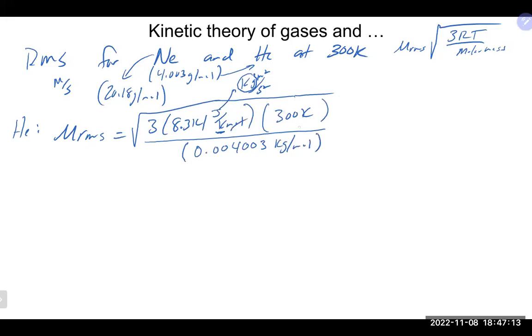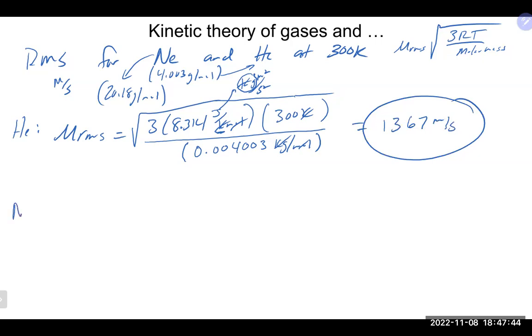Here, the moles will cancel, the Kelvin will cancel, the kilograms will cancel. That really does leave us meters squared over second squared, which becomes meters per second when we take the square root. And we will end up with here, looks like we'll call it 1,367 meters per second would be the root mean square velocity of helium.